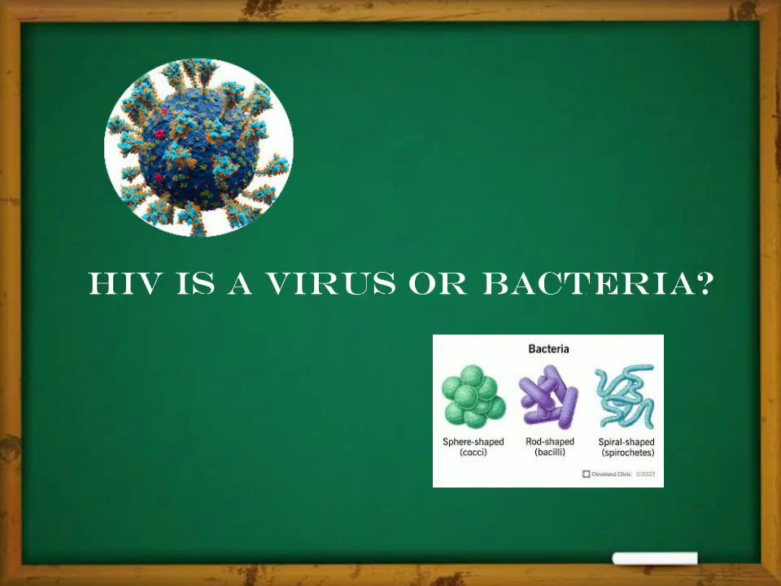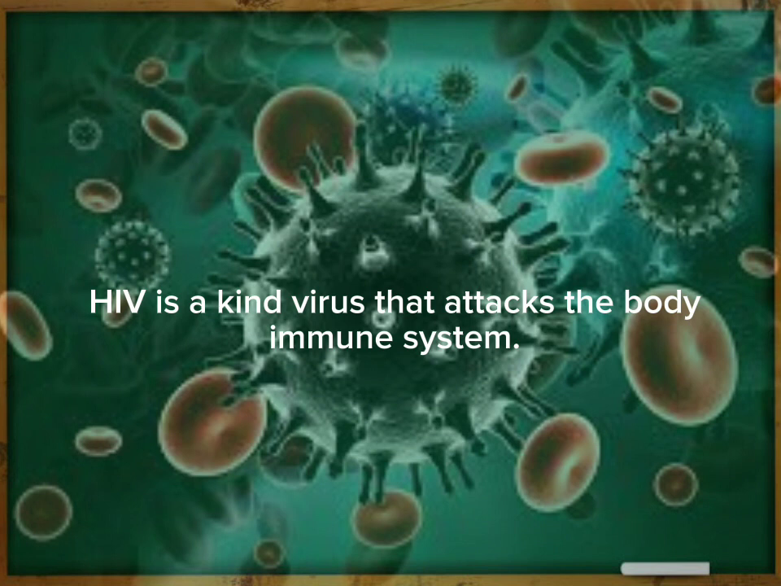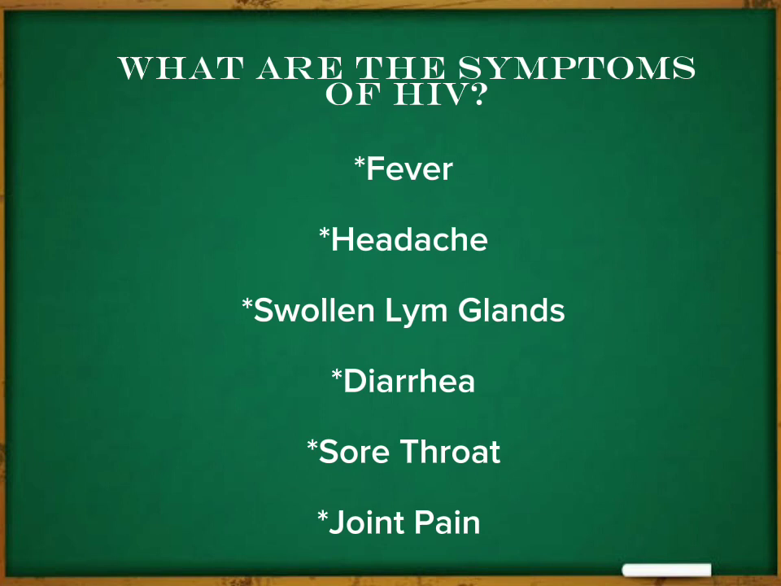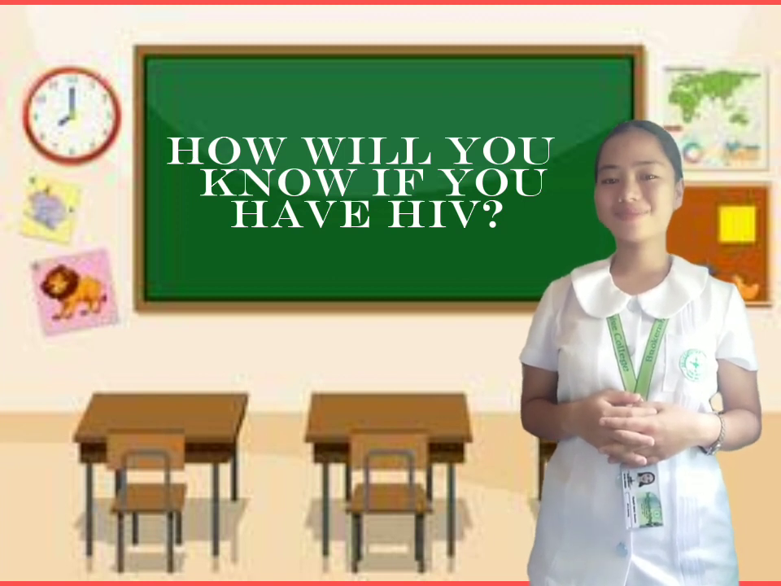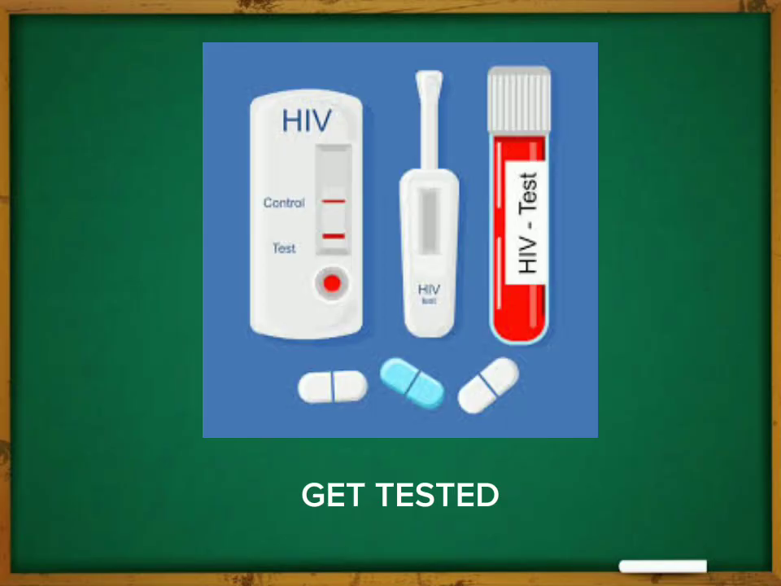What kind of thing is HIV? A virus or a bacteria? HIV is a virus that attacks the body's immune system. What are the symptoms of HIV? First, fever, headache, swollen lymph glands, diarrhea, sore throat, and joint pain. How will you know if you have HIV? The only way and the best way to know if you have HIV is to get tested.